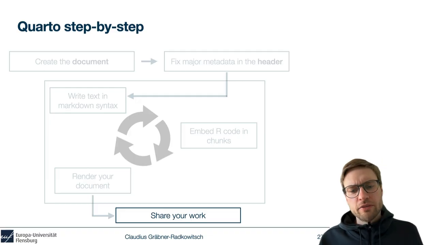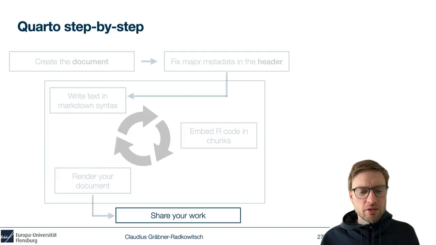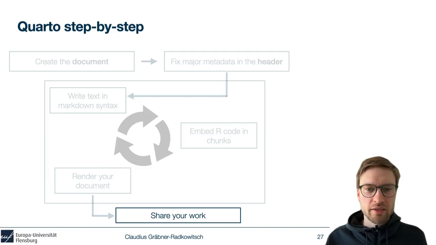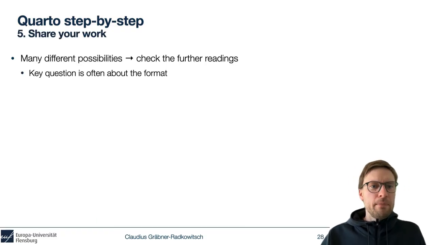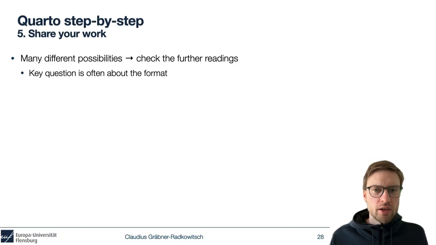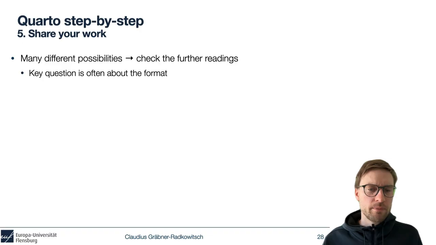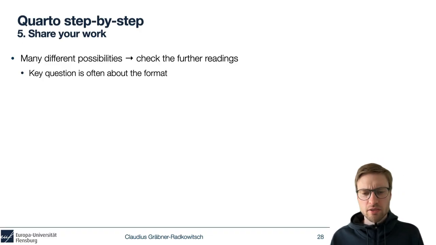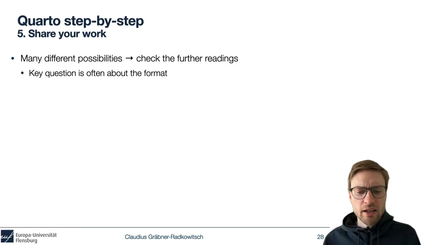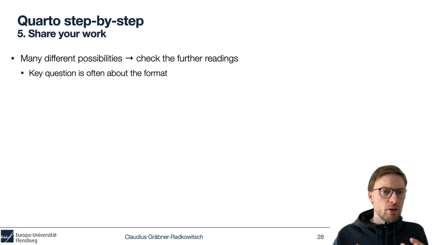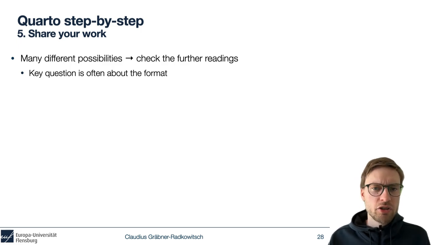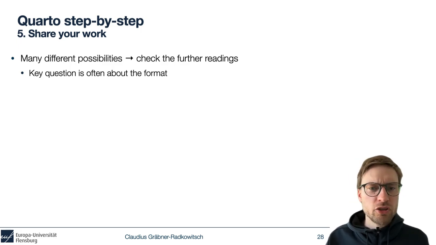Then finally, after you've done all that and rendered your document, now you want to share it because your work's basically done and you want to show others the result of your work. There are many different possibilities to share your work. I collected some of them in the further readings for that section. The key question is usually about the format. Do you want to share something, for example, as a policy report? Then it's probably best to have it as a PDF file. Do you want to just share it as part of a blog or via your web page? Then it should be HTML.